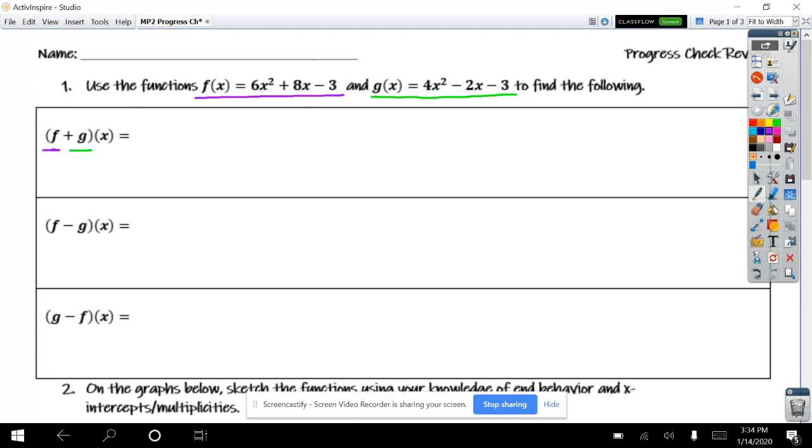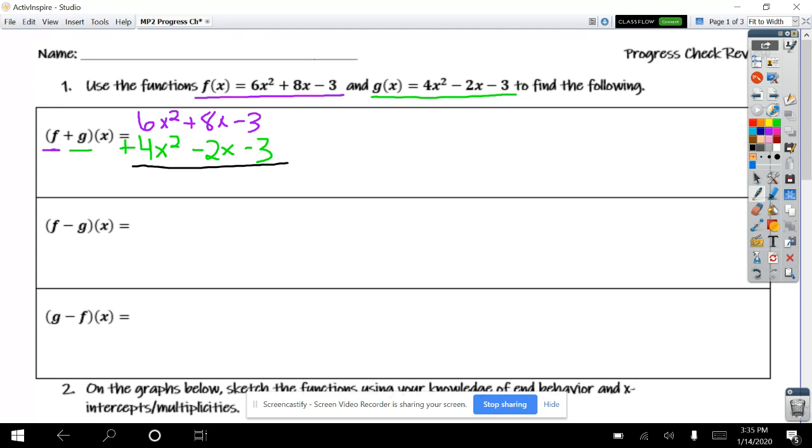So since I'm adding f and g, I'm going to start by writing f of x on the top. So 6x squared plus 8x minus 3. And then I'm adding g of x, which is 4x squared minus 2x minus 3. As you can see, the nice thing about this is I lined up all my like terms, my square terms, my x terms, and then my constants. And now I just add the like terms.